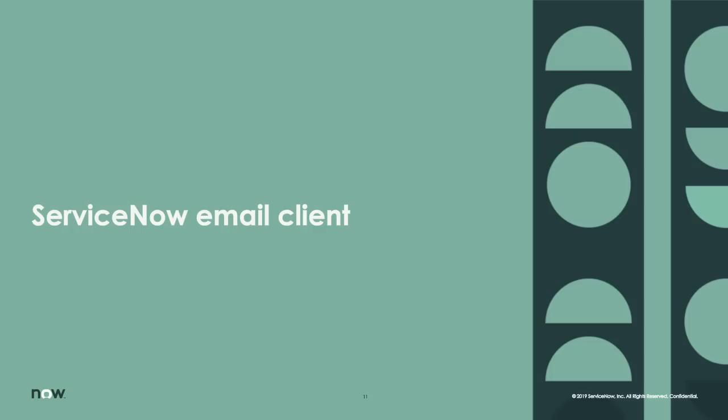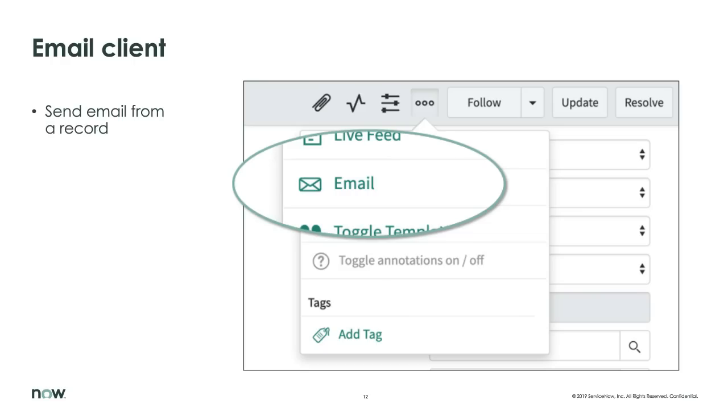But before we begin, real quick introduction. The email client is available from the three-dotted menu next to the UI actions up on the top of a form. And if you pull that menu down and you see email, that table has the email client turned on. And when you use that, you get a nice form, which I will show you in just a moment.